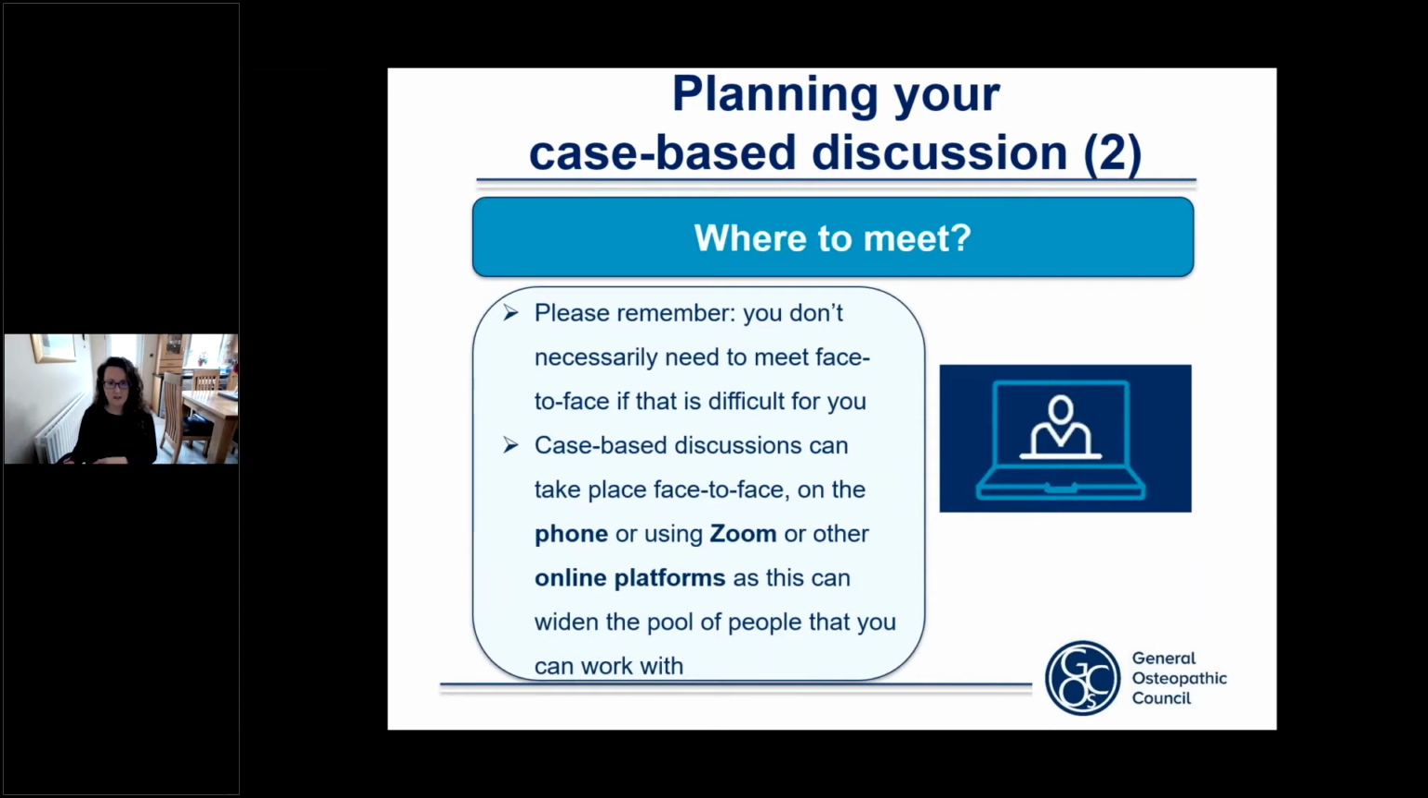Obviously, meeting face-to-face has become increasingly difficult as a result of the pandemic, even with things easing up. The reassuring thing, hopefully, for your CPD is that you don't need to meet face-to-face. If that's difficult for you, case-based discussions can be done online, via Zoom. They can be done over the phone, or on other online platforms, and perhaps if you are a sole practitioner and don't work with any osteopaths close by, you may want to work with an osteopath that you studied with. So there are no definitive rules, it's what suits you best.